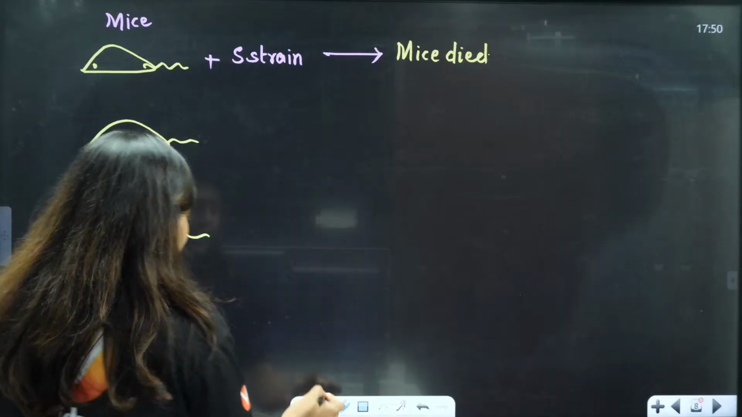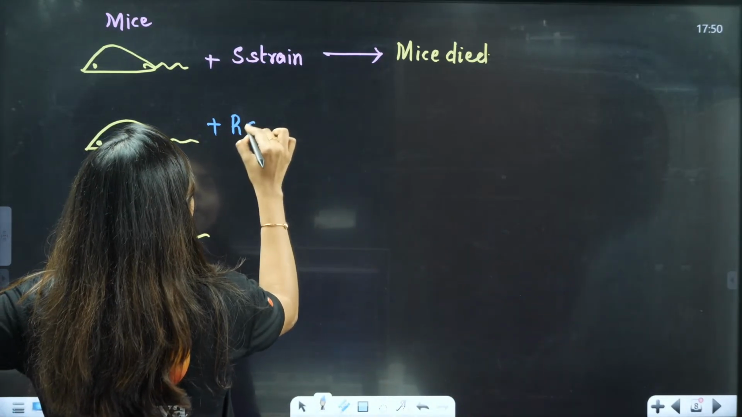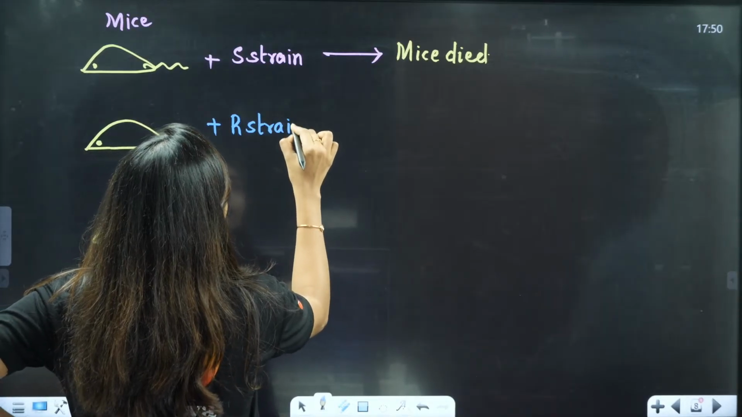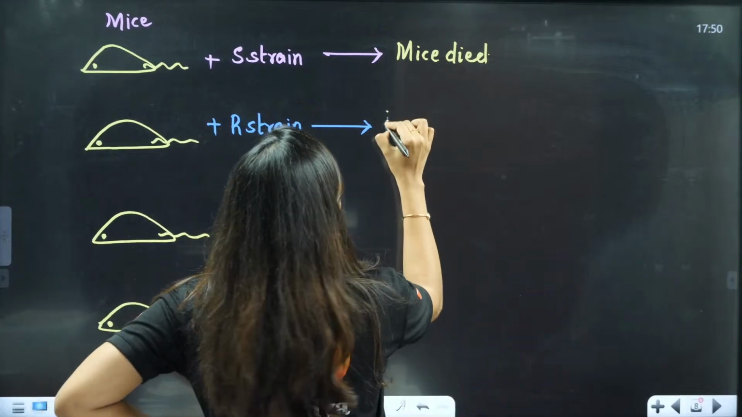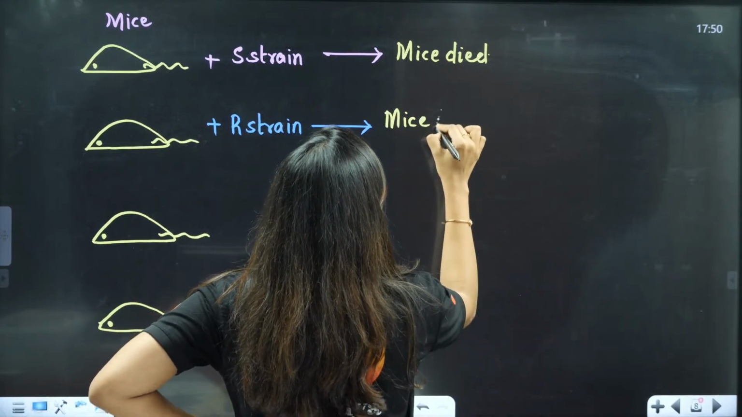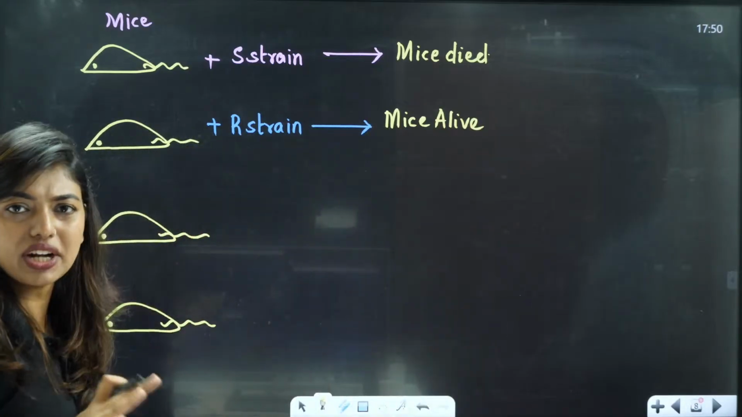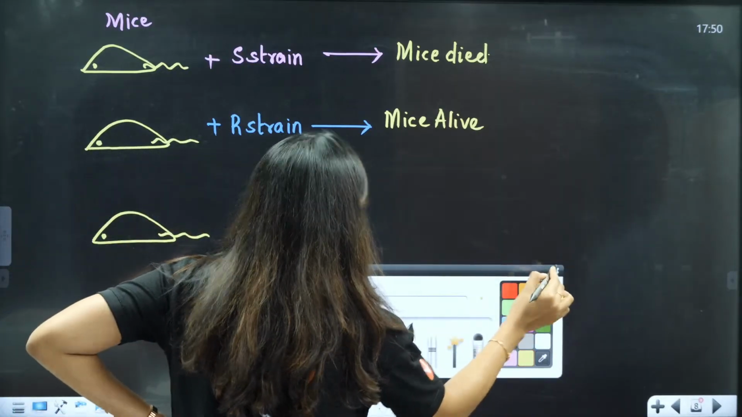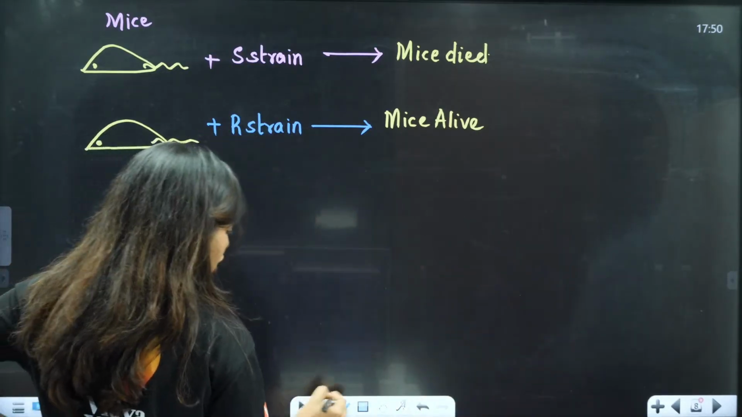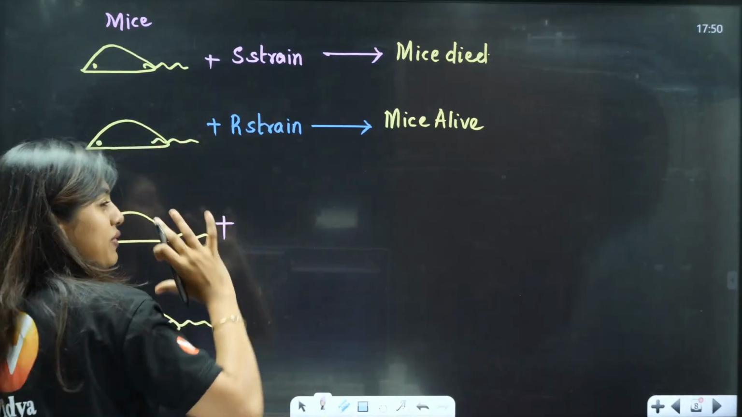Second one also is obvious because the second one was our R strain. So we injected, what happened? The mice is alive. Why? Because R strain is non-virulent. Now, here we did a combination. Okay, this fellow is very, very virulent.